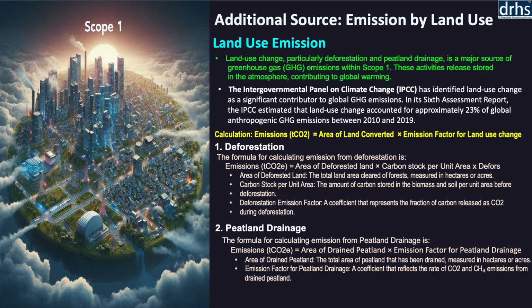Here we want to point out that in our last 6 slides, the formulas represent a general approach to calculating scope 1 emissions across various categories. Accurate data collection and appropriate emission factors are essential for reliable greenhouse gas accounting. The specific emission factors and data requirements can vary based on the industry, geography, and type of fuel or process involved.